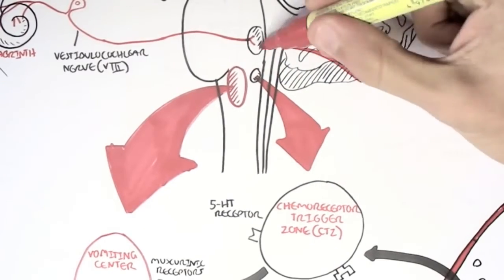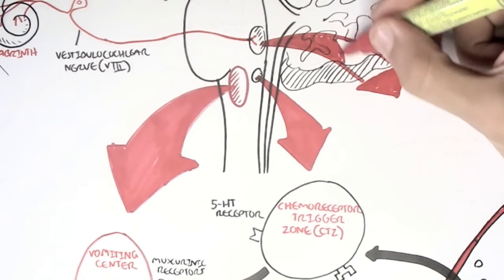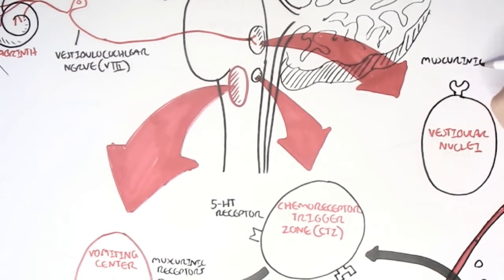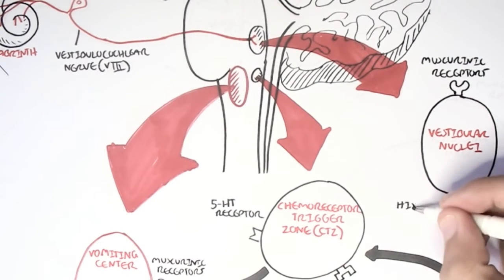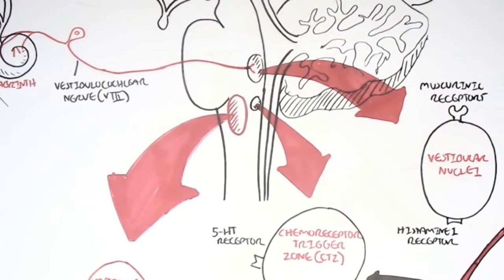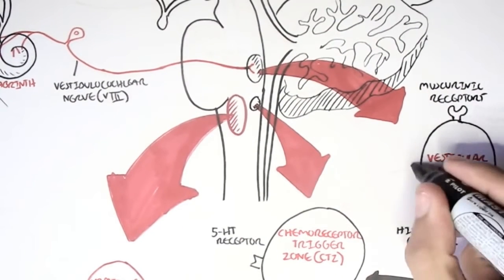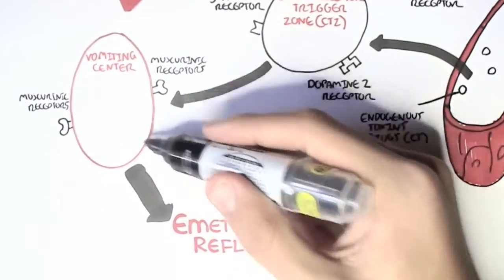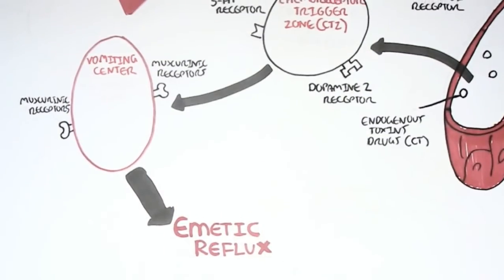Let's zoom into the vestibular nuclei. Now, the vestibular nuclei have muscarinic receptors as well, and also histamine type 1 receptors. And it is activation of these receptors by the vestibular cochlear nerve from the inner ear that will cause the vestibular nuclei to stimulate the chemoreceptor trigger zone, which will then stimulate the vomiting center and thus the emetic reflex, the act of vomiting.